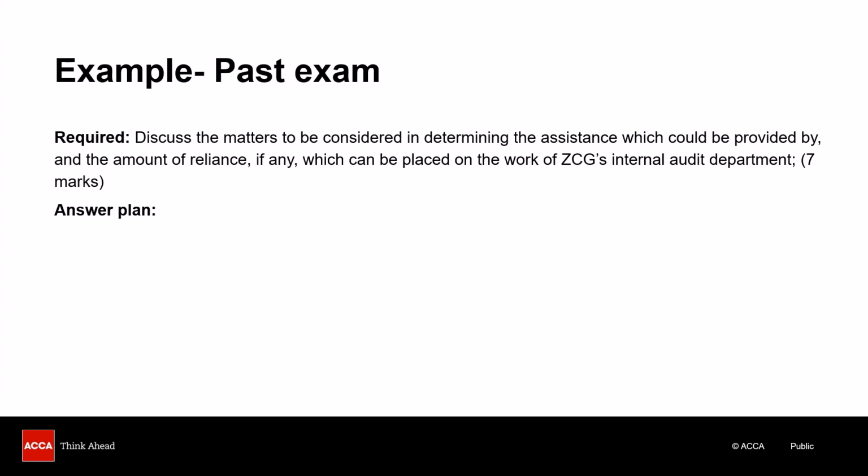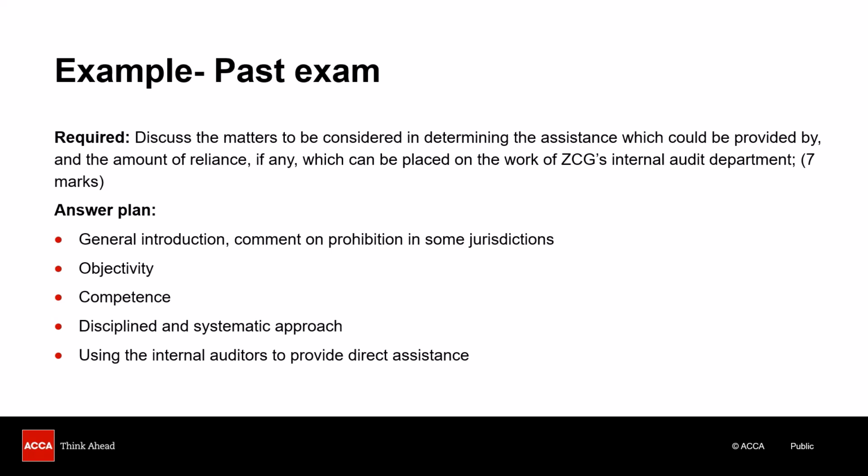We are required to discuss the matters to be considered in determining the assistance which could be provided by and the amount of reliance, if any, which can be placed on the organization's internal audit department. Now, this means if you look at the language, you are expected to talk about direct assistance as well as using the work of internal auditors. So you should start off with a quick outline of the sort of reliance we can have.